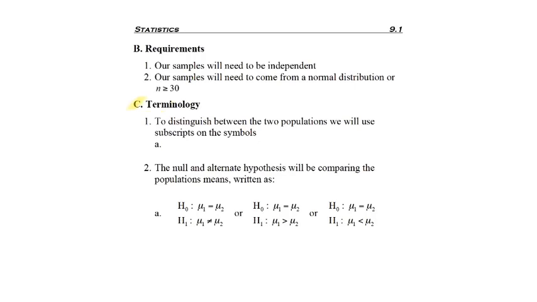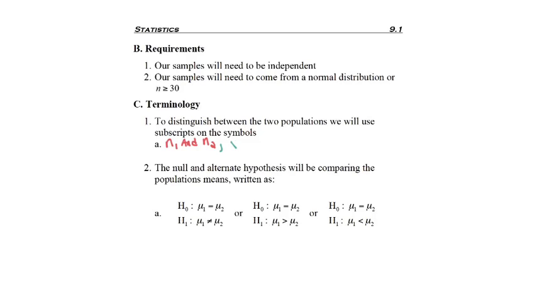In terms of the terminology, to distinguish between the two different populations that we're studying, what we're going to do is use subscripts on the symbols. So where we traditionally use N to mean the sample size, we'll use N1 and N2. Sample size from population 1, sample size from population 2. And whatever's deemed population 1 will stay that way.